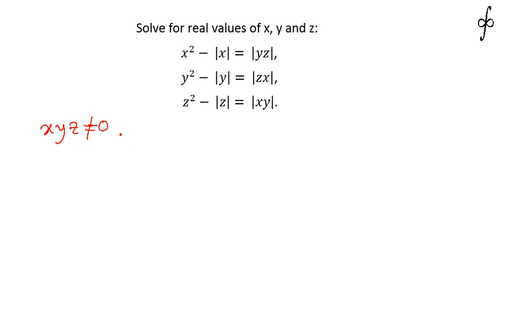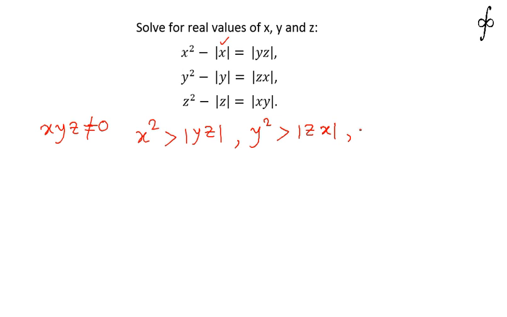If we assume that none of them are 0, then we can easily see that this mod x quantity is a non-negative quantity. So definitely we can say that x square must be greater than modulus of yz, because x square minus some positive value is giving me mod yz. So definitely x square should be more than mod yz. Similarly, we can write down y square is greater than mod zx and z square is greater than mod xy, from the three equations.